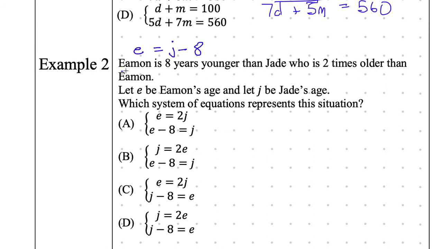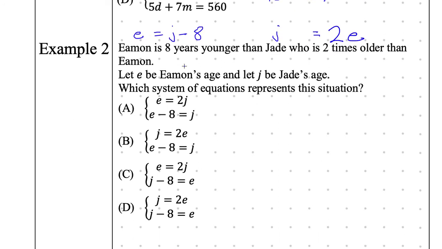That's essentially what this sentence translates to. Okay, let's read the next part of the sentence. So it's now saying Jade is 2 times older than Eamon. So we want to say that Jade, lowercase j, is, the word is means equal to. So J equals 2 times E. 2 times E. Let's look for these.